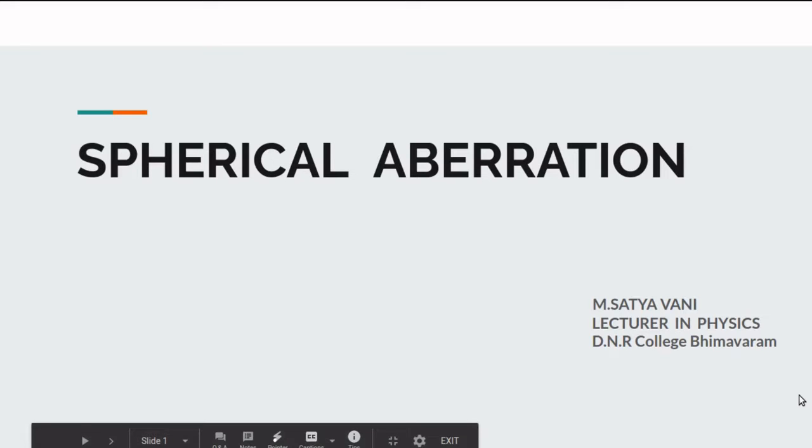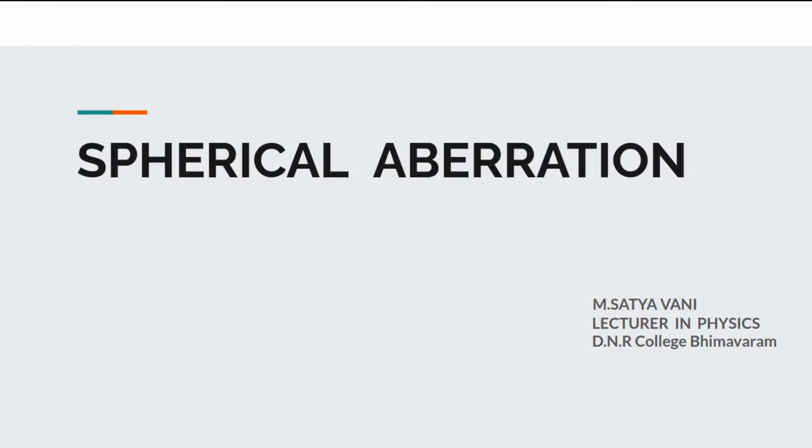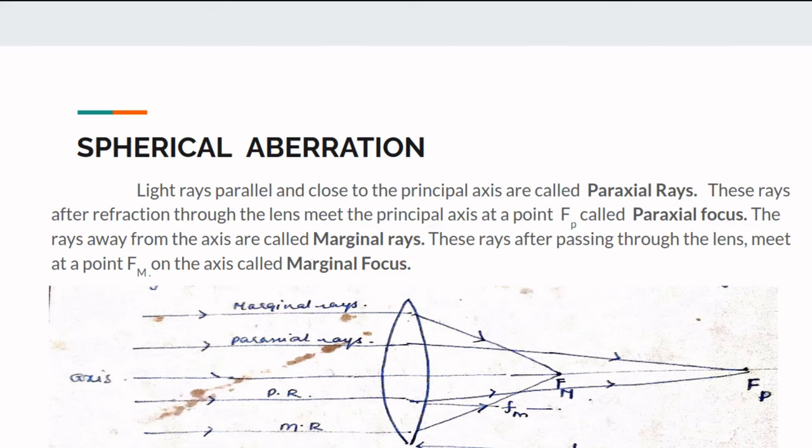Welcome to the lecture on spherical aberration. We have already learned about aberrations. Aberrations are nothing but defects in images. This spherical aberration belongs to the category of monochromatic aberration. Now I will discuss spherical aberration.